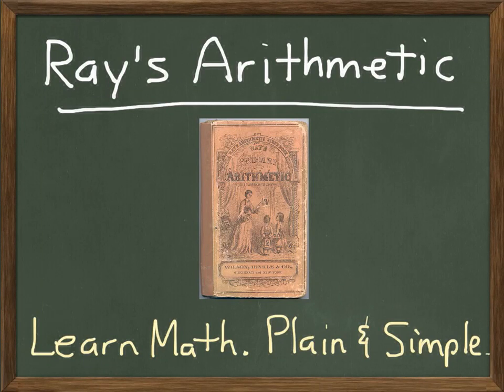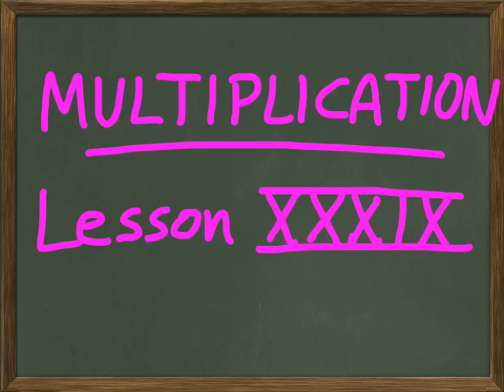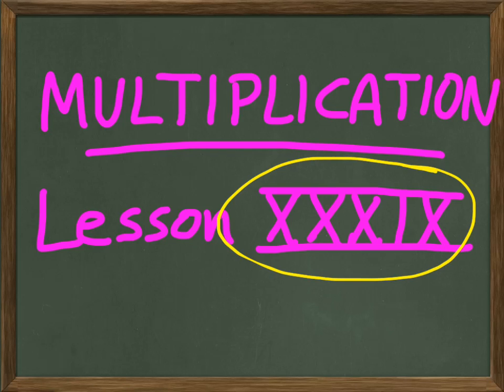We're back for another lesson in Ray's Arithmetic, and this is in our multiplication section. This is going to be lesson number 39. And see there, besides our regular X's, which stand for 10, 10, and 10, right there we've got a subtraction problem. How did that get in there?